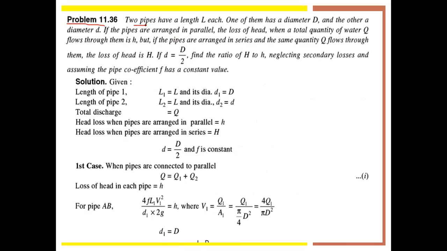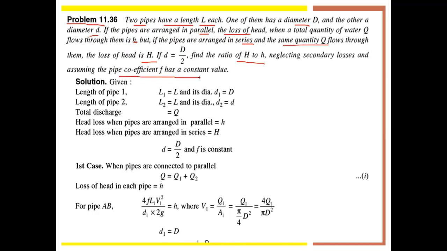Next problem. Two pipes having a length L each. One of them has a diameter D, and the other has a small d. So there is a difference in the pipes. If the pipes are arranged in parallel, the loss of head when the total quantity of water Q flows through them is small h. But if the pipes are arranged in series and the same quantity Q flows through them and the loss of head is capital H, if d is equal to D by 2, find the ratio of H to h, neglecting the secondary losses and assuming the pipe friction coefficient as a constant value.